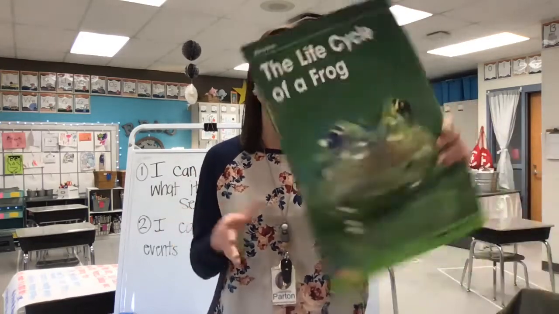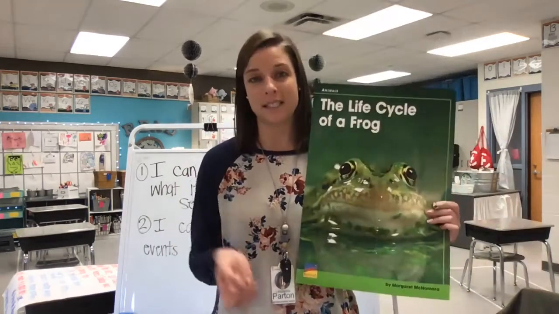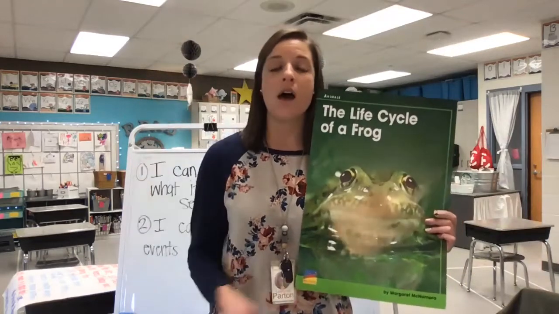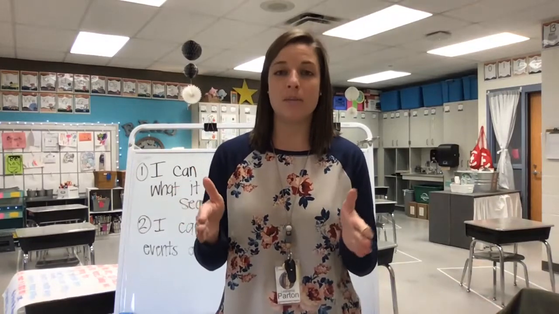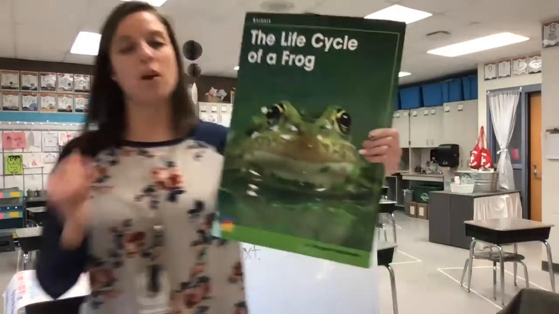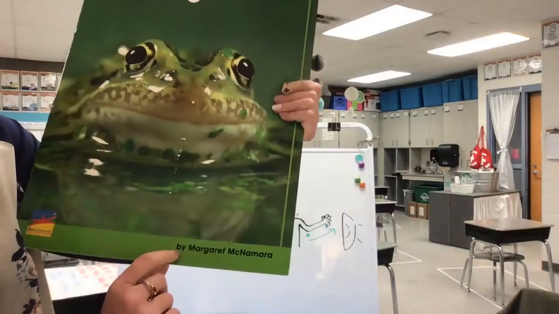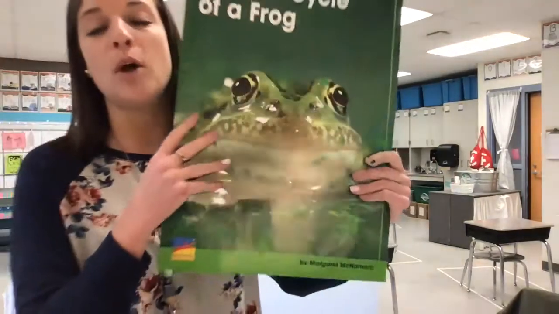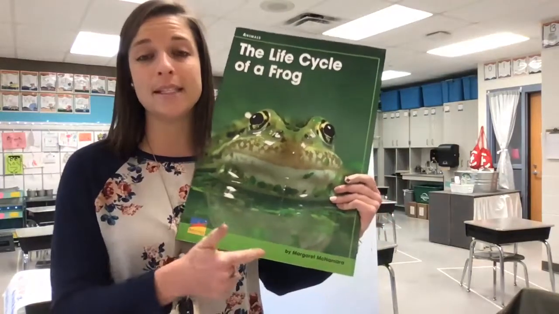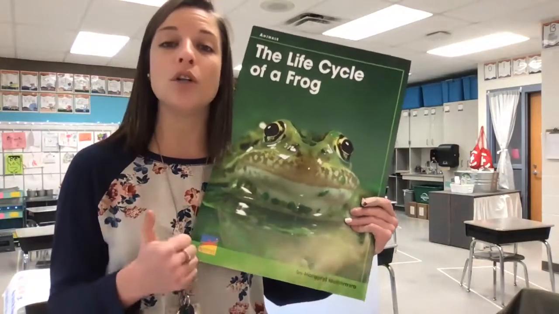So we're going to listen to the importance of the life cycle of a frog, the order of the frog's life. So a cycle is another word for something that repeats itself over and over again, like a pattern. We've looked at that with apples and pumpkins, and now we're going to look at that with our frog. So it says, the life cycle of a frog. And this nonfiction text is by Margaret McNamara. Margaret McNamara is the author and illustrator, which means that she wrote the words and also took the photographs.